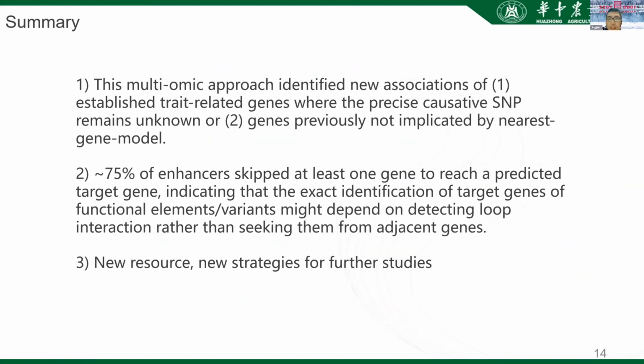We identified new target genes, or genes that have precise candidate causal SNPs. And the second is that around 75 enhancers skip at least one gene to reach their target gene. This means that we need a chromatin conformation technology to help us identify the exact target gene of GWAS leading signals. And the third one, we hope that we can provide new resources and new strategies for the pig community and for further studies.